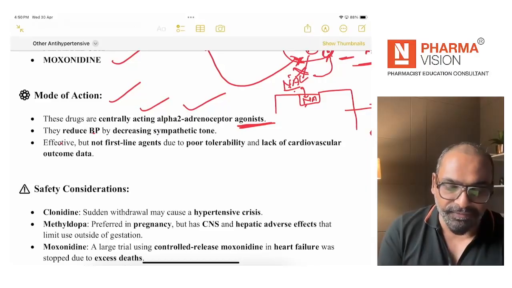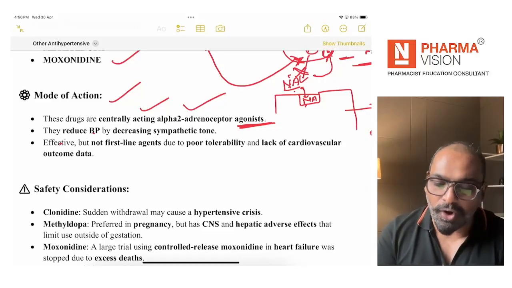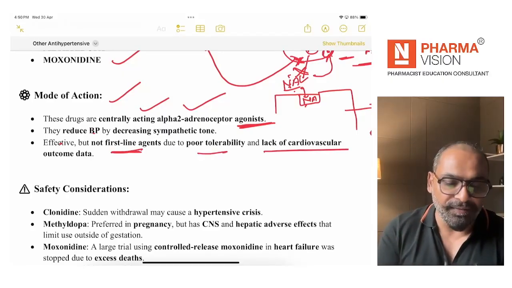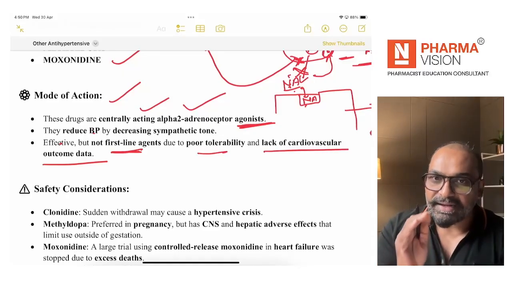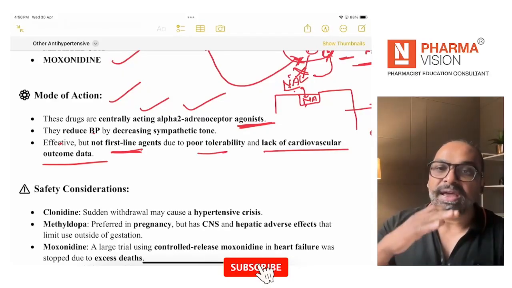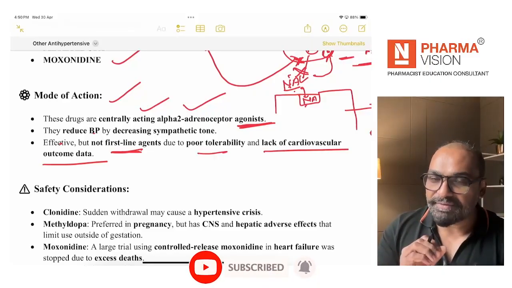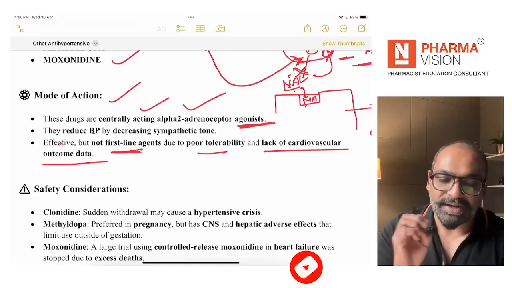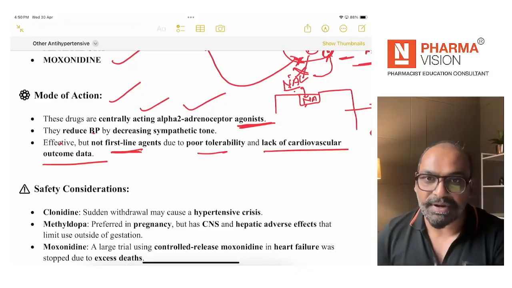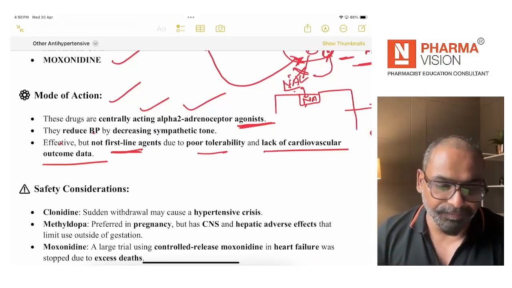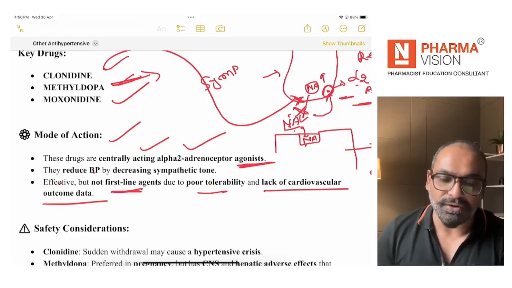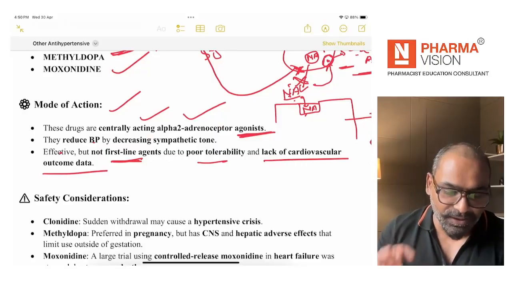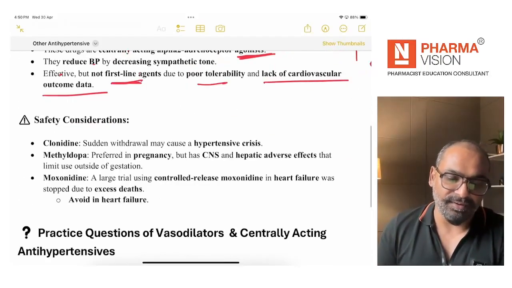Perfect. These medications are effective but not the first line agent due to poor tolerability and lack of cardiovascular outcome data, because this is a broad spectrum effect on the central nervous system and widespread side effects are associated with this kind of medication. So we do not consider these medications as a first line treatment in normal individuals. Methyldopa can be considered in different situations as a choice of drug. Clonidine is used for many different purposes. We are going to discuss those later on.